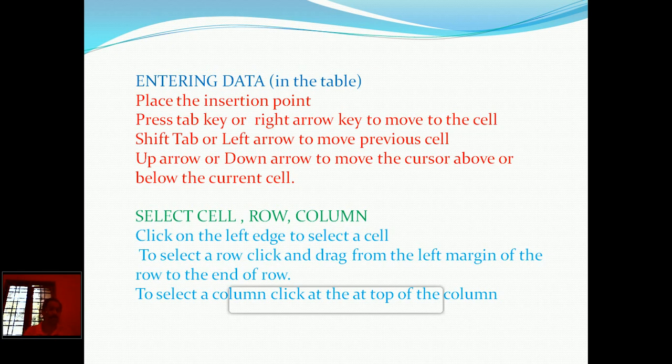There you just click. Now the particular column will be selected. Once again I will tell you, move the mouse pointer over the column which you want to select, and click over there, so that the column will be selected.